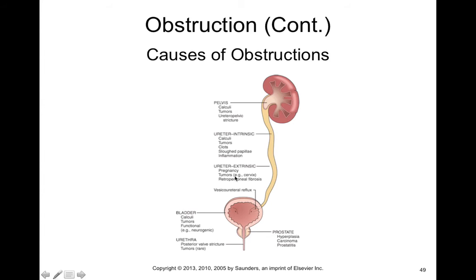Now we have intrinsic and extrinsic obstructions that can occur too. Pregnancy, tumors, retroperitoneal fibrosis. Any of these can start to protrude on the ureter externally, or extrinsically, and that itself can obstruct normal flow. Intrinsic obstructions can come from calculi, tumors, clots, sloughed tissue from papilla, or even inflammation itself can lead to obstructions from within the ureter here. Otherwise, within the kidney, what we find is calculi, tumors, or even strictures can also prevent normal urine outflow from the kidney.